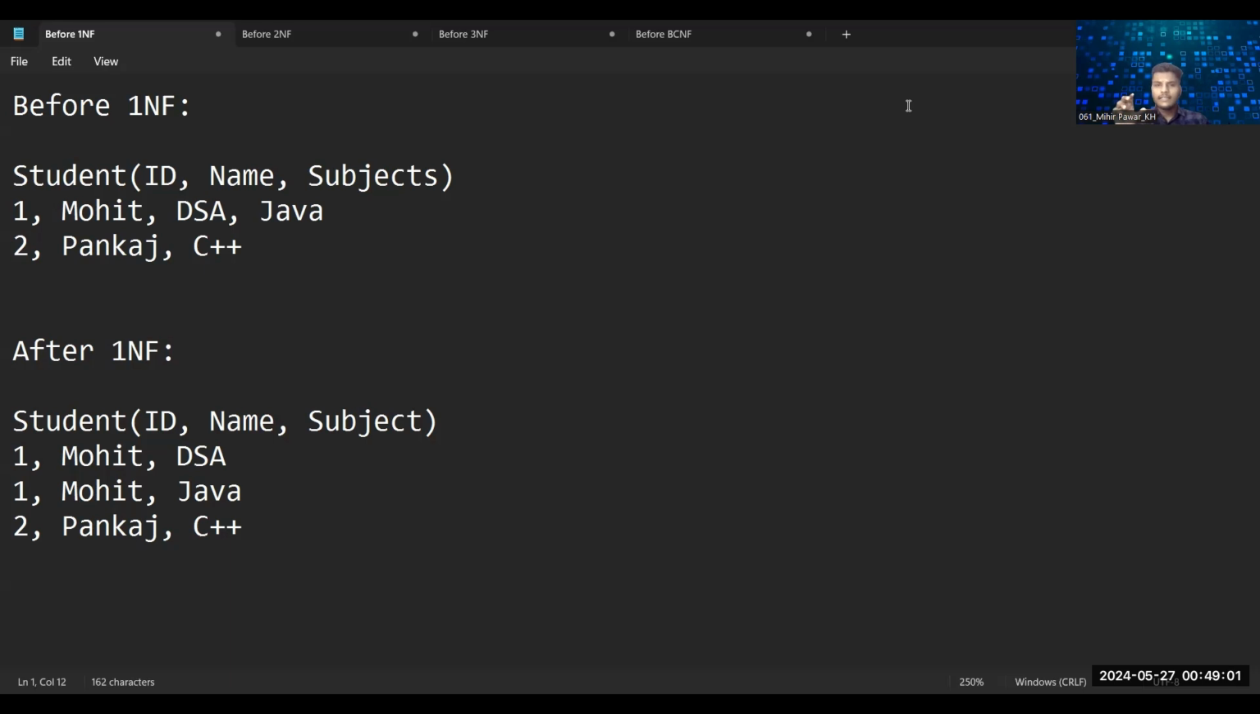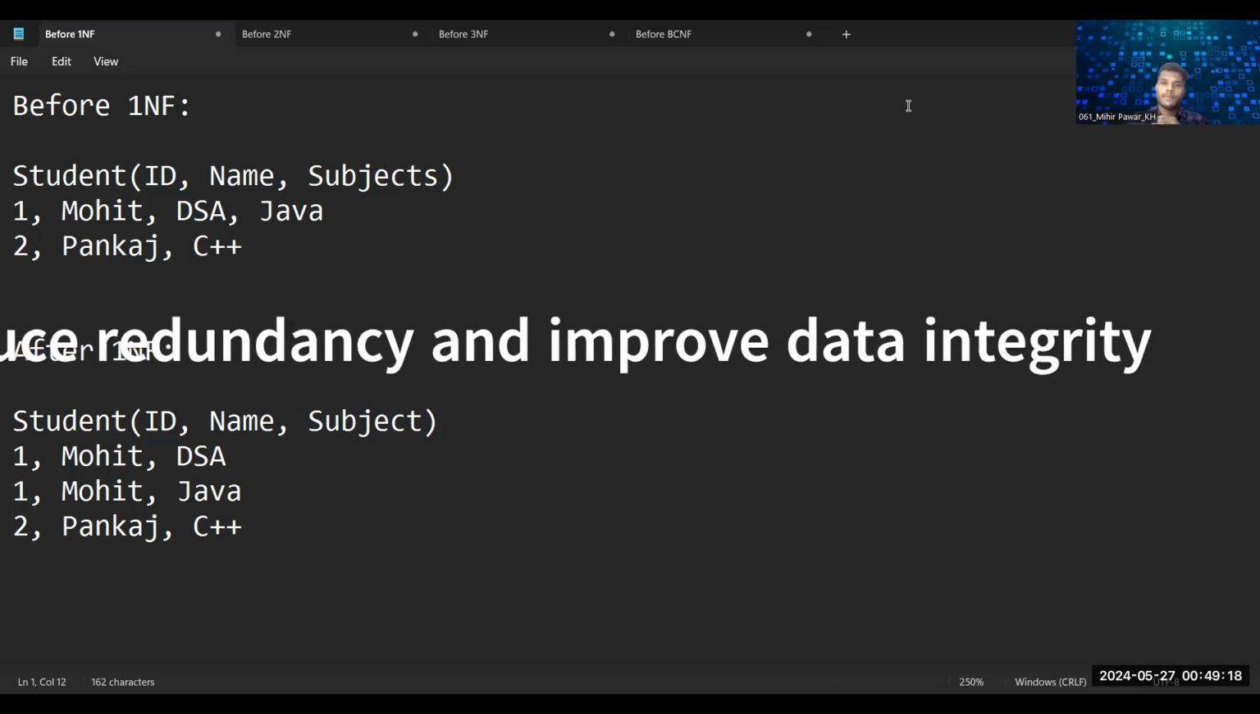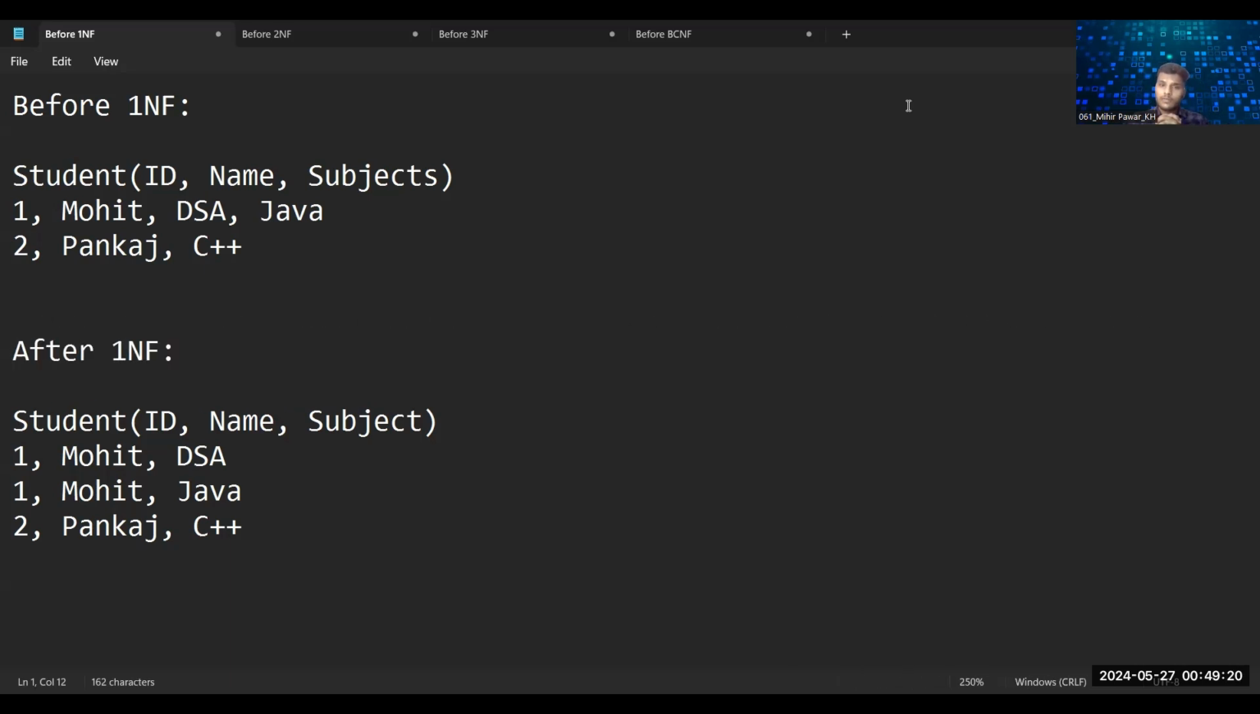What is redundancy? Redundancy is repetition of our data. And what is data integrity? Data integrity is accuracy and consistency of our data. So normalization is a process to reduce redundancy and improve data integrity in our database. How can we achieve all this? Yes, by using normal forms. So let's go ahead with our first normal form.